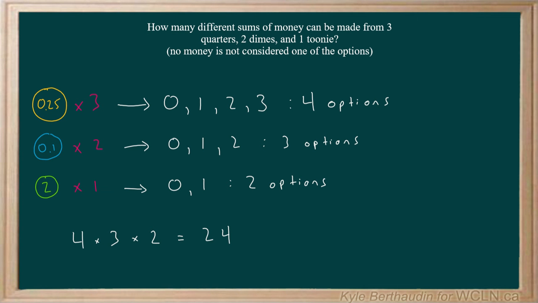But there's one piece that we didn't account for, which we need to now, and that is that no money is not considered one of the options. In other words, we cannot have the choice where we chose 0 for the quarters, 0 for the dimes, and 0 for the toonie. This single choice is not allowed. So we are going to subtract it from the total, 24 minus 1, and therefore there are 23 different options or different sums of money that we can create given these criteria.